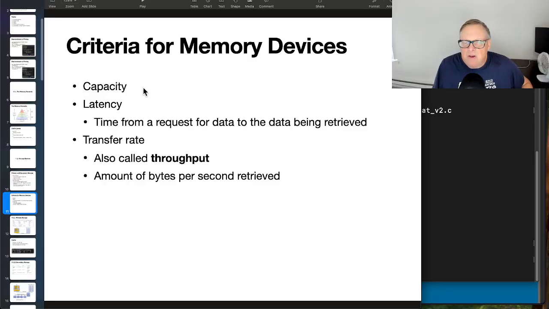So you consider your criteria. Capacity, latency, and transfer rate are the main things that determine storage. Capacity is how much data you can store. Latency is how long it takes to fetch data, and transfer rate is how much data per second comes through once you've established a connection.